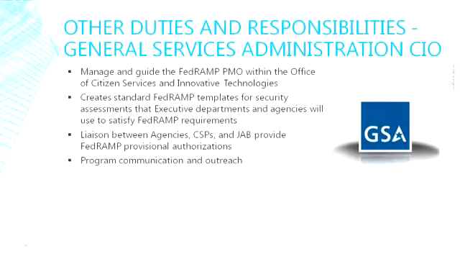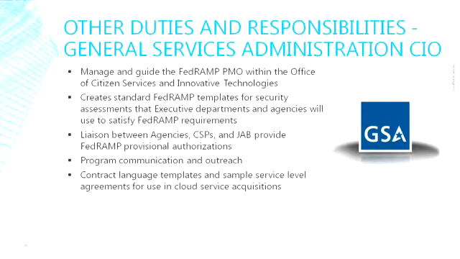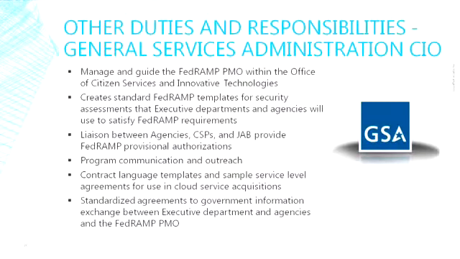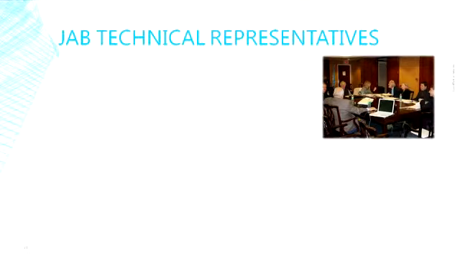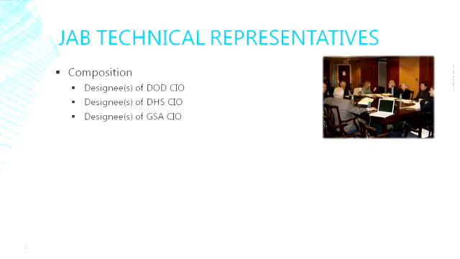They manage all program communication and outreach, provide contract language templates and sample service level agreements, and they standardize agreements to government information exchange between the executive departments and agencies and the FedRAMP PMO. The JAB technical representatives are composed of designees from the Department of Defense, the Department of Homeland Security, and the General Services Administration.